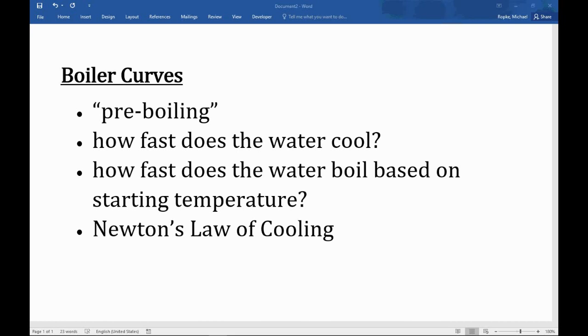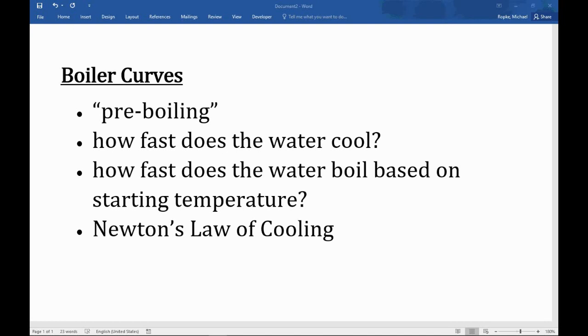Another important consideration is how long does it take the water to boil depending upon its starting temperature. For example, say it takes 5 seconds for the water to go from 99 degrees Celsius to 100 degrees Celsius. Does that mean that it will take twice as long, 10 seconds, to go from 98 degrees Celsius to 100 degrees Celsius? I don't know. There's no reason to suspect that it must be a linear process. This is kind of where the title came from.